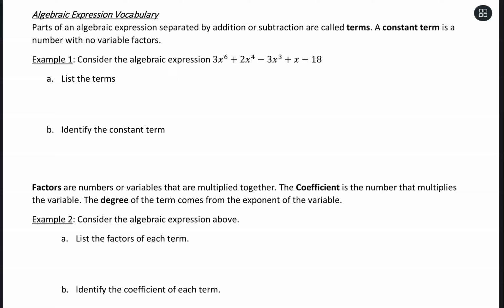We've talked about some of these terms already, but let's get some formal definitions and some examples using this vocabulary related to algebraic expressions. So, parts of the algebraic expression that are separated by addition or subtraction are called terms.